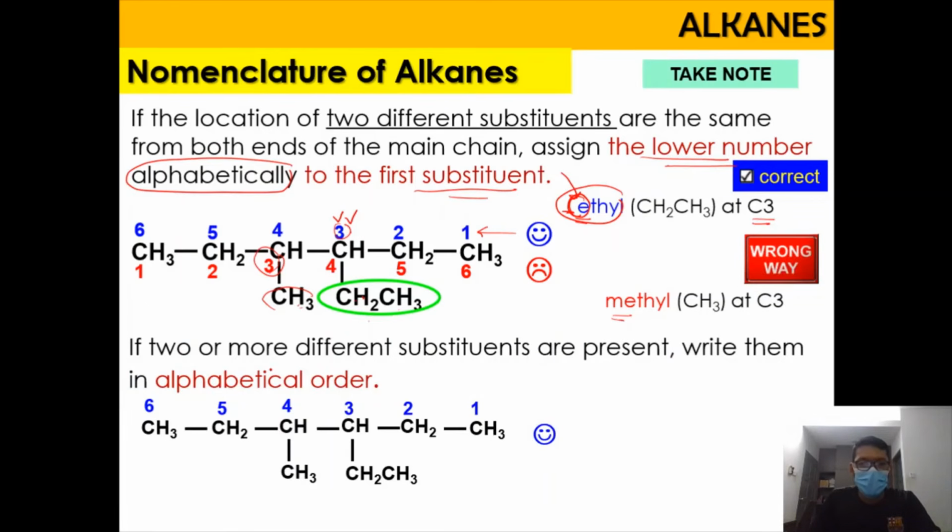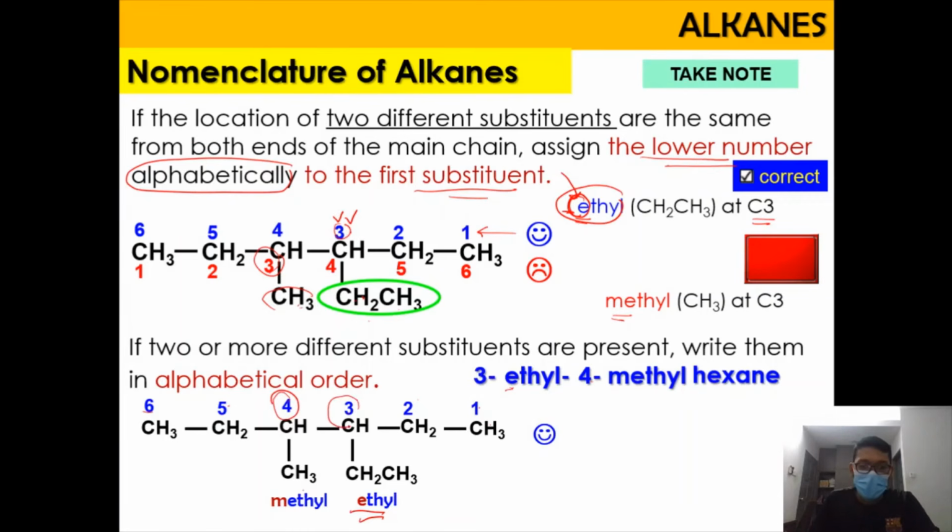Okay, so if 2 or more different substituents are present, write them in the alphabetical order. So just now you have known that the blue color is correct. So you know that 3 refers to ethyl and 4 refers to methyl. Okay, so you can do with the parent chain first, 1, 2, 3, 4, 5, 6, which is hexane, and then ethyl first because we follow the alphabetical order, and then we have methyl. So the methyl is situated at carbon number 4 and ethyl will be situated at carbon number 3.